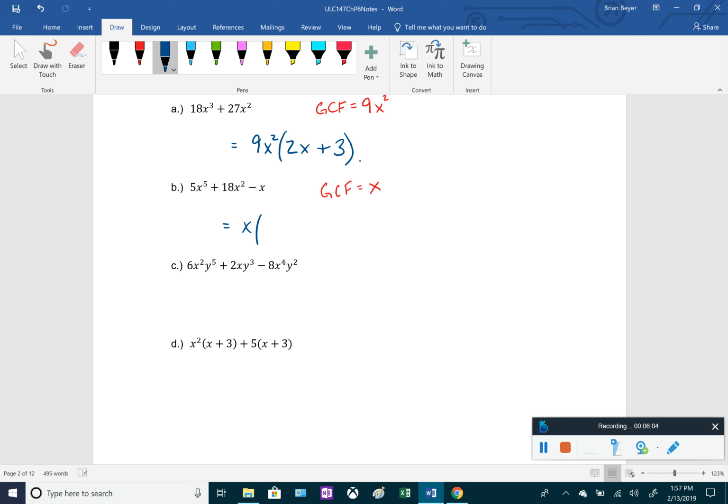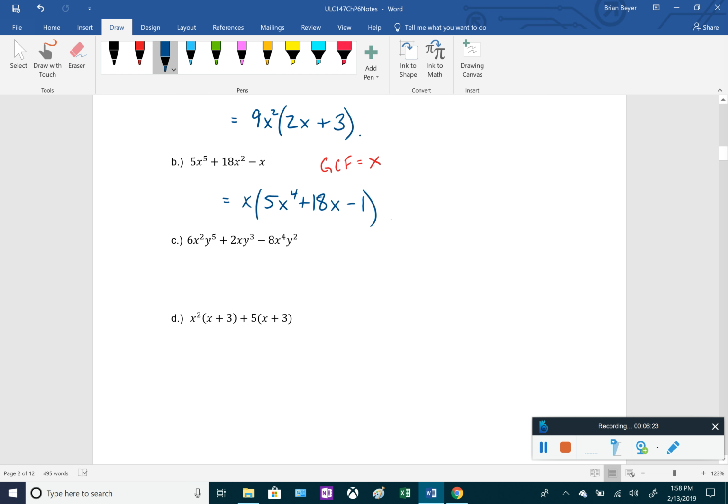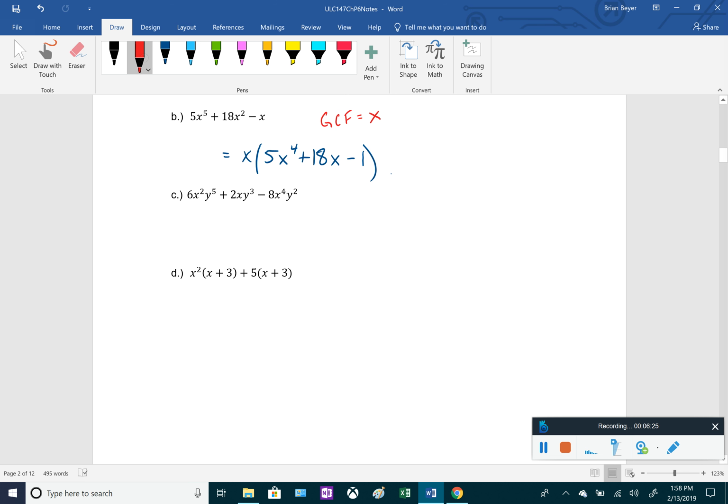If we do that, we divide every term by x, and we're going to be left with 5x to the 4th plus 18x to the 1st minus 1. So don't forget that minus 1, because negative x divided by the x that we factored out is still -1. Next one, make it a little bit harder.